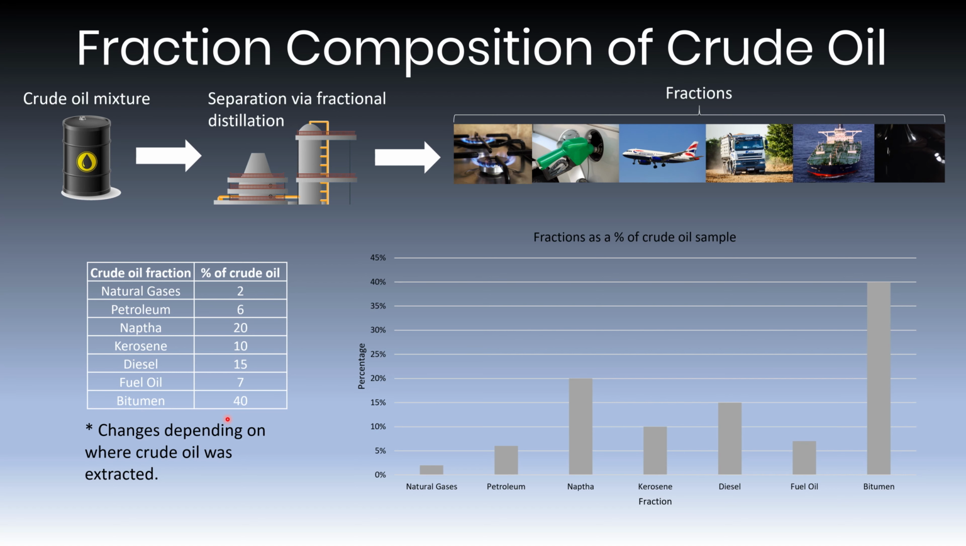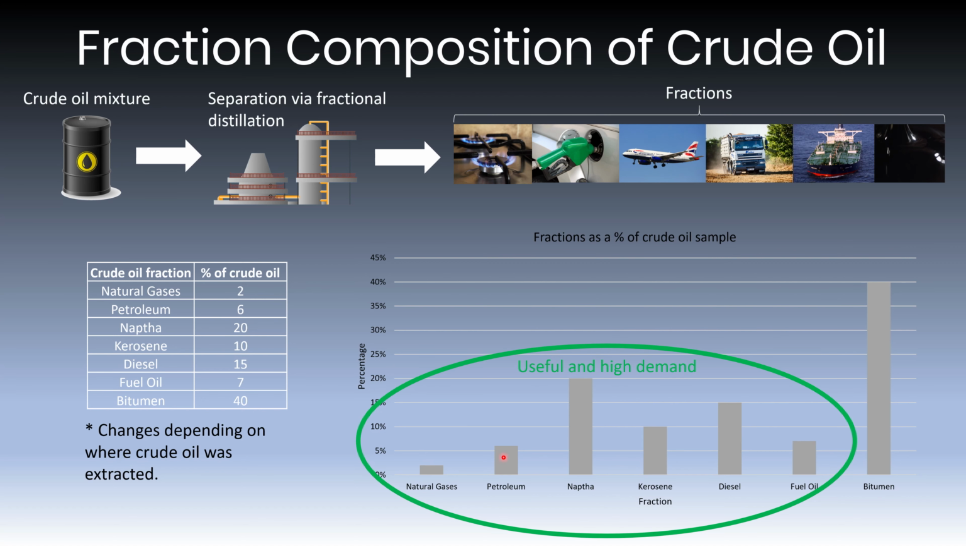Some of you more eager out there might notice that we've got naphtha this time. Naphtha isn't exactly a fuel. Naphtha is used in chemical feedstock, so that means that other chemicals are made from naphtha. It's still a very useful fraction. So we can see the percentages of each fraction as a total of the crude oil sample here.